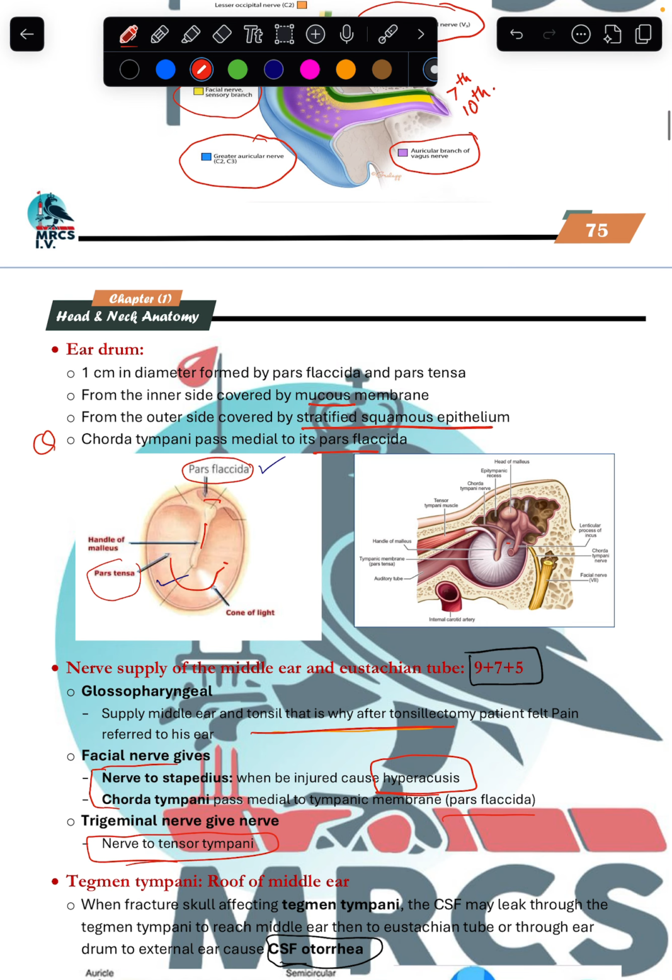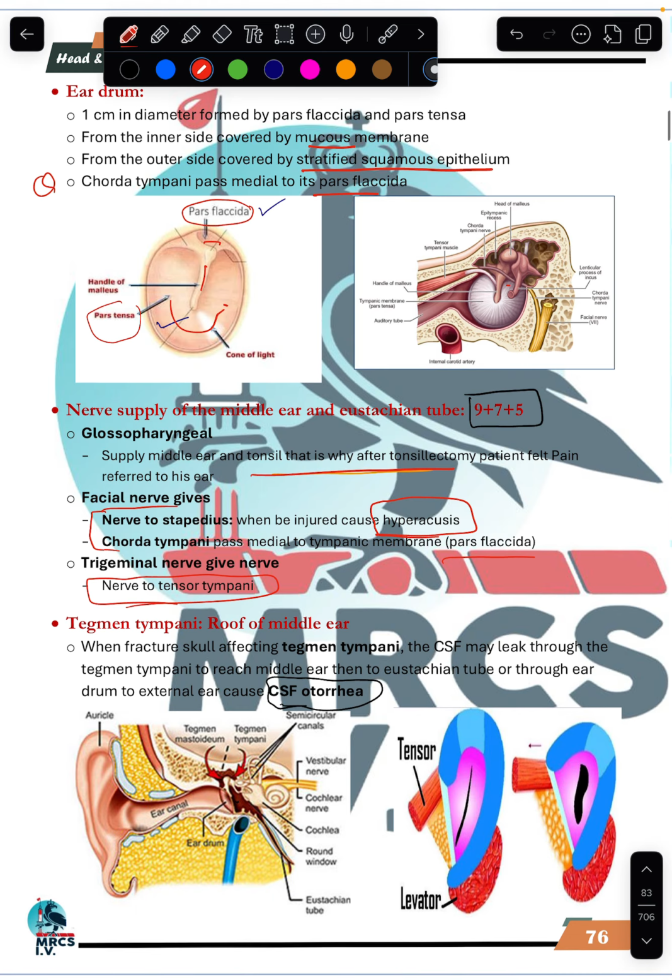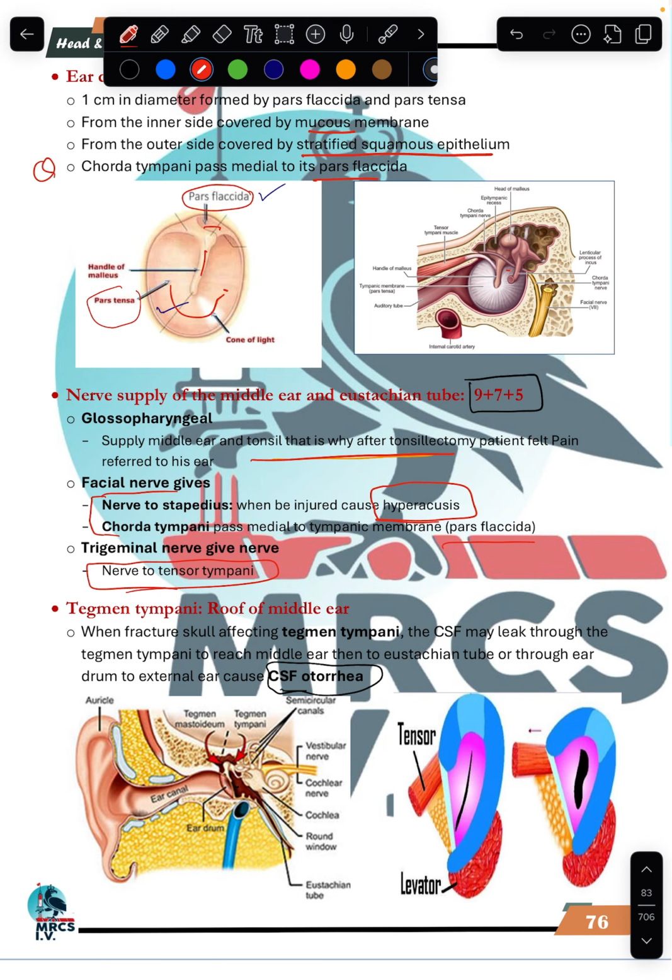There is the handle of the malleus, incus, malleus, and stapes. So handle of the malleus. Now the nerve supply of the middle ear and eustachian tube: glossopharyngeal, ninth, also the tonsil. That's why a tonsillectomy patient feels pain referred to the ear.